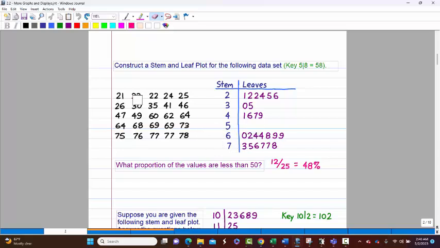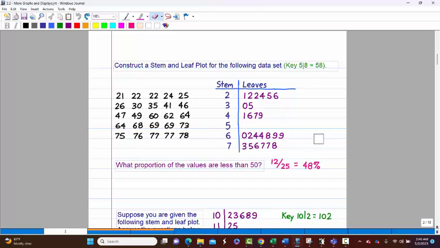Okay, so 21, 22, 22, 24, 25, 26 gives me leaves 1, 2, 2, 4, 5, 6. 30 and 35 gives me a 0 and a 5 here. 41, 46, 47, 49 will give me leaves of 1, 6, 7, and 9 to go with the 4. No 50s. Obviously, don't put a 0 there because that would mean the number 50. Same thing with the 60s, and I think you see how this probably works by now.